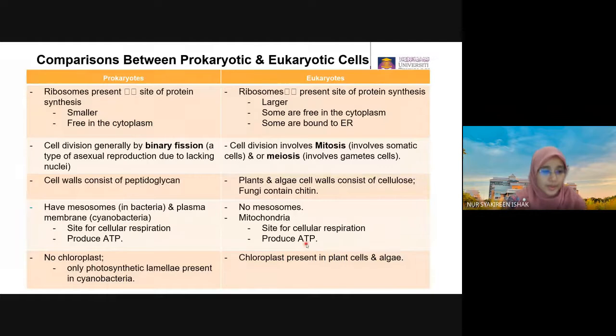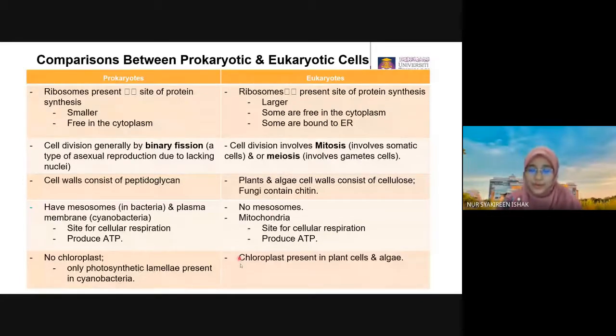And as for prokaryotes, they don't have chloroplasts, okay, but there are some prokaryotes such as cyanobacteria that are capable of carrying out photosynthesis. So in order to carry out photosynthesis, they have this structure, photosynthetic lamella, which is involved in the process of photosynthesis for cyanobacteria.